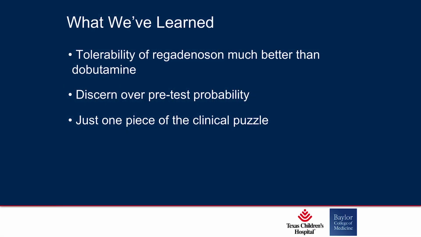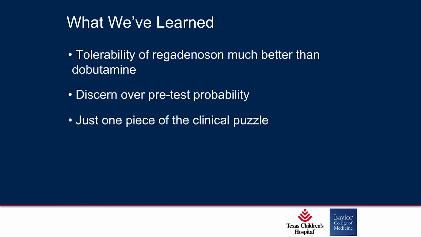So what we've learned: tolerability of regadenoson is excellent, and it's much better than the dobutamine. We really try to emphasize discernment over the pretest probability, knowing we can't fully extrapolate that data from the FAME trial. I am trying to really talk to my colleagues when they order a stress MRI to discuss what is the potential mechanism, because if we have a coronary CT that's not showing any significant narrowing, it's really going to take some convincing as to why we need to do a pharmacologic stress MRI. And then a reminder that really the stress MRI is just one piece of this clinical puzzle, and symptoms, whatever they're worth, and lots of other data does go into the decision making.